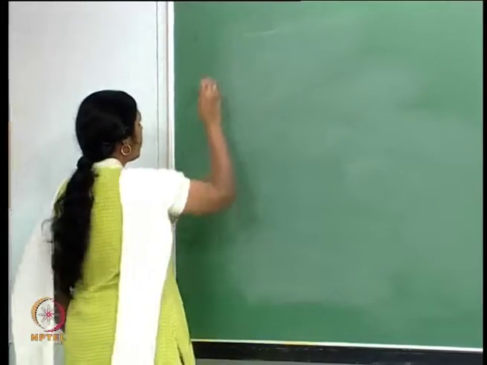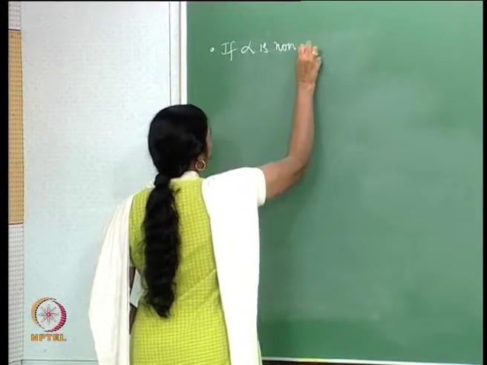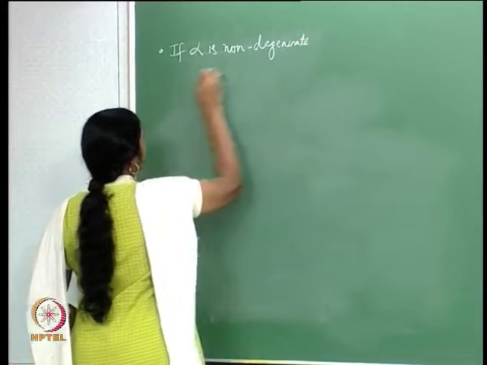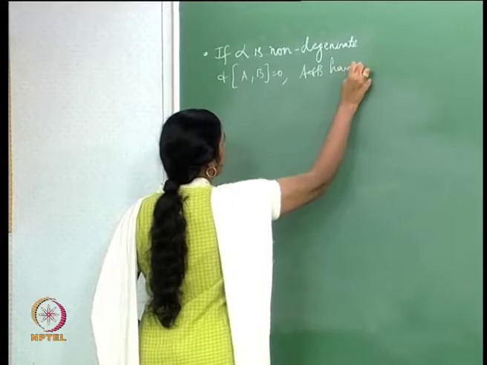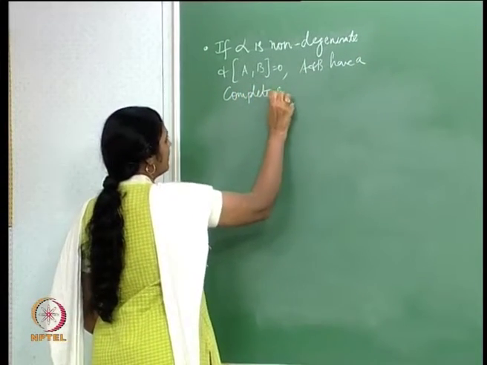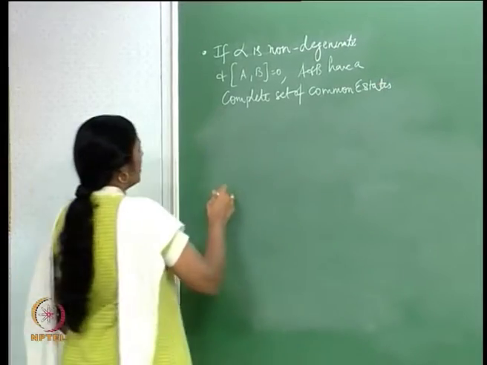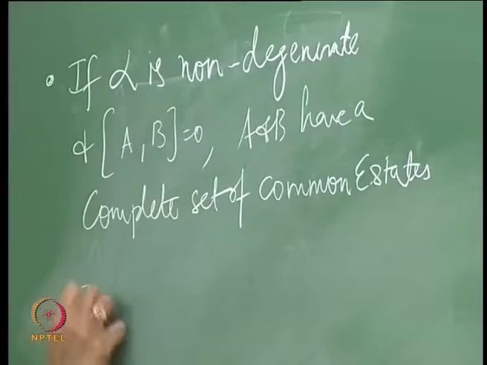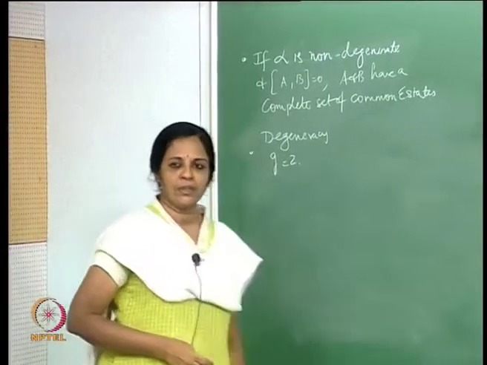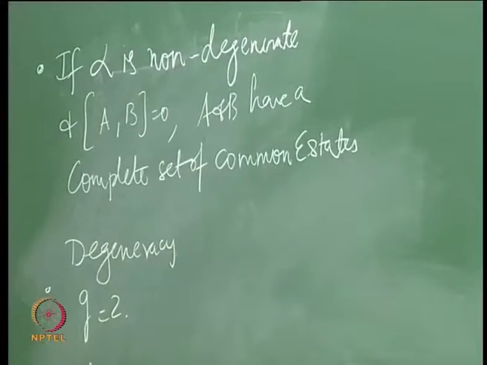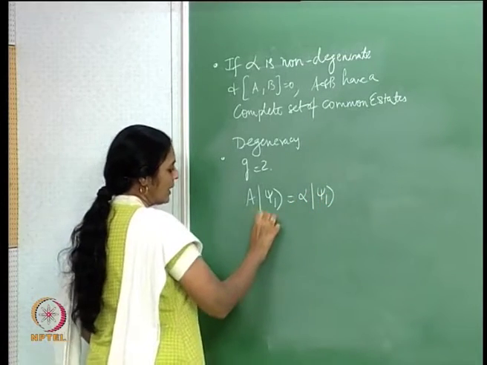Before that, we recall that we have already established that if alpha is non-degenerate, and AB equals 0, A and B have a complete set of common eigenstates. So, now we are looking at the second case of degeneracy, and there we look at the simple example G equal to 2. In other words, there are 2 eigenstates psi 1 and psi 2 with eigenvalue alpha.